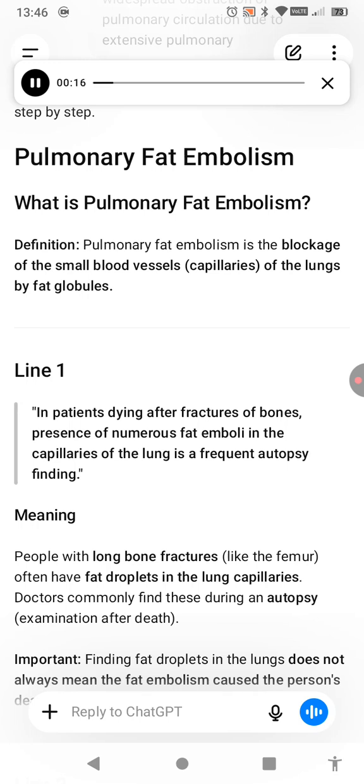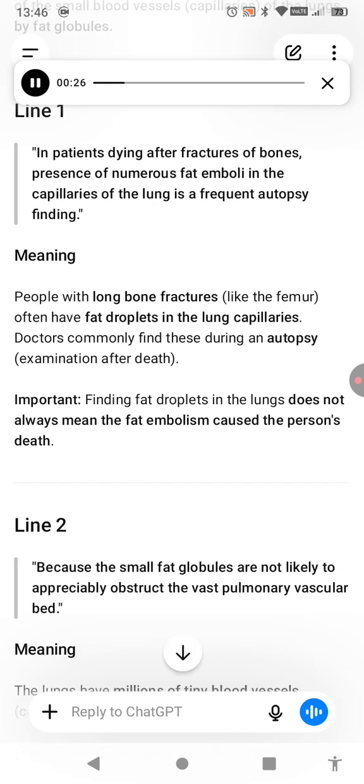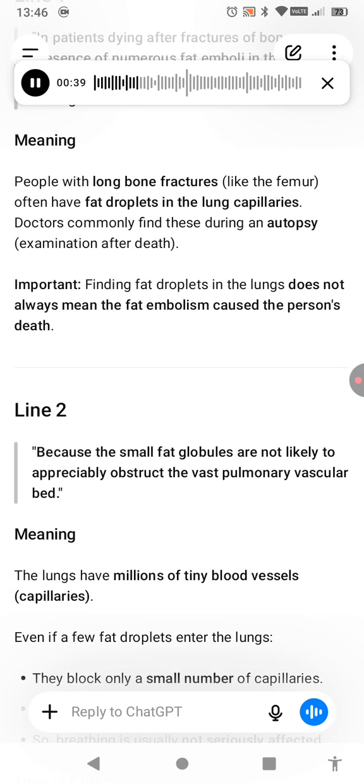Line 1, open quote, in patients dying after fractures of bones, presence of numerous fat emboli in the capillaries of the lung is a frequent autopsy finding, close quote. Meaning, people with long bone fractures like the femur often have fat droplets in the lung capillaries. Doctors commonly find these during an autopsy, examination after death. Important, finding fat droplets in the lungs does not always mean the fat embolism caused the person's death.